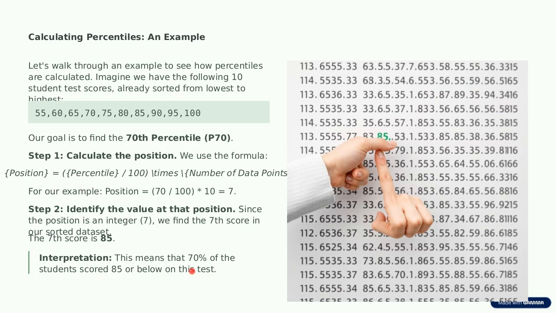85 or below. So that's what it means. Anytime you are asked to find the percentile of a data set or data distribution, first find the position of the percentile. Once you have found the position, then from the data set that has been arranged from lowest to highest, find the score at that position. In this case, the score at the 7th position is 85. So that means that 70% of the students scored 85 or below on this test.